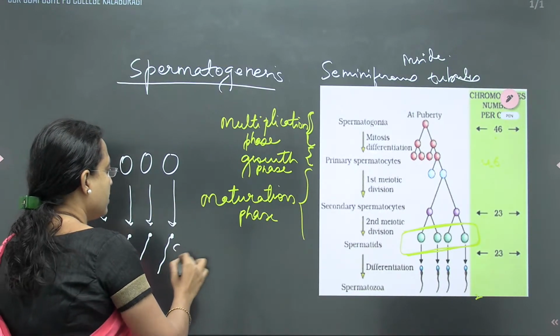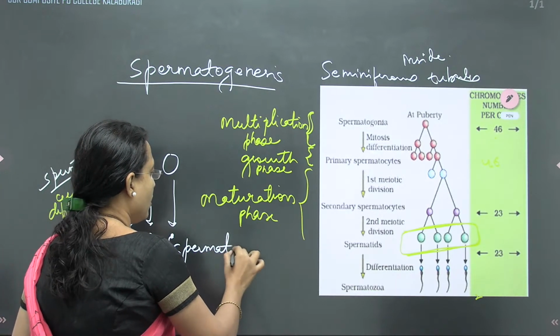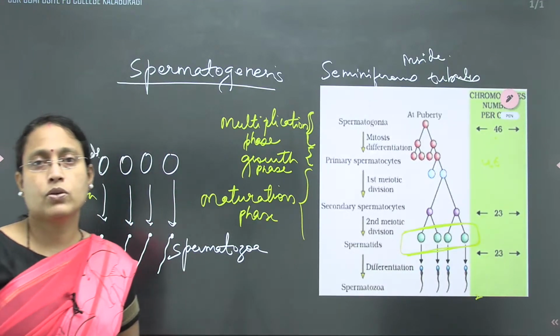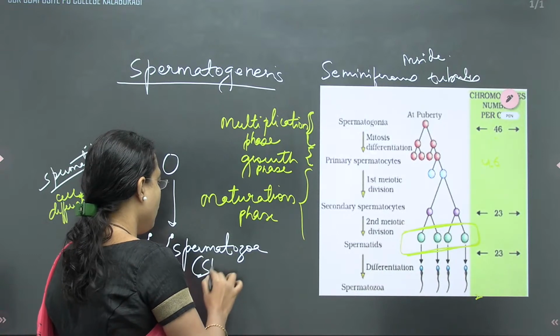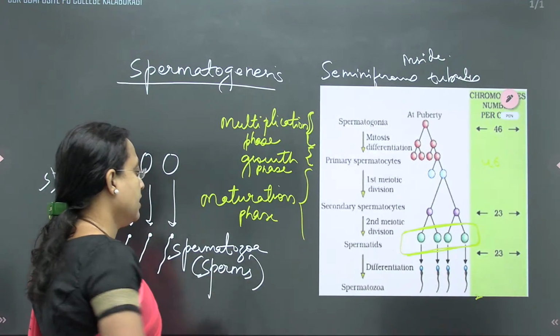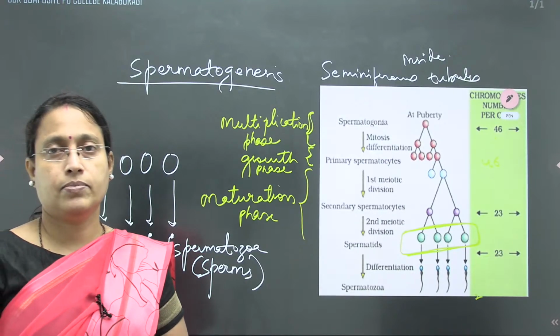So spermatids now form spermatozoa. So what is spermatozoa? Group of sperms here. It's like another name of sperms.